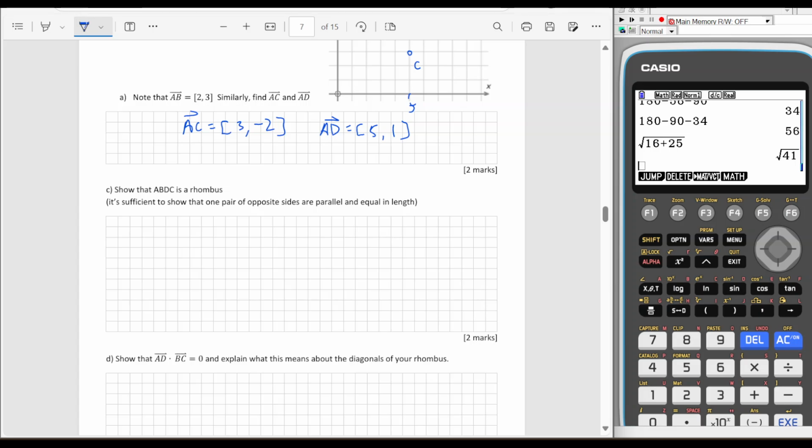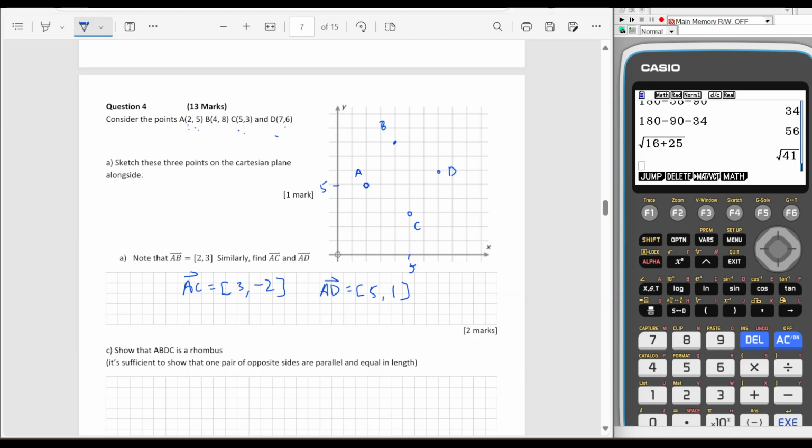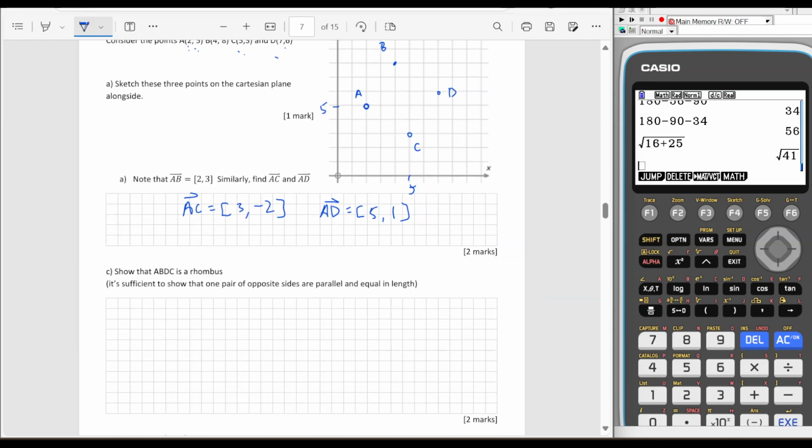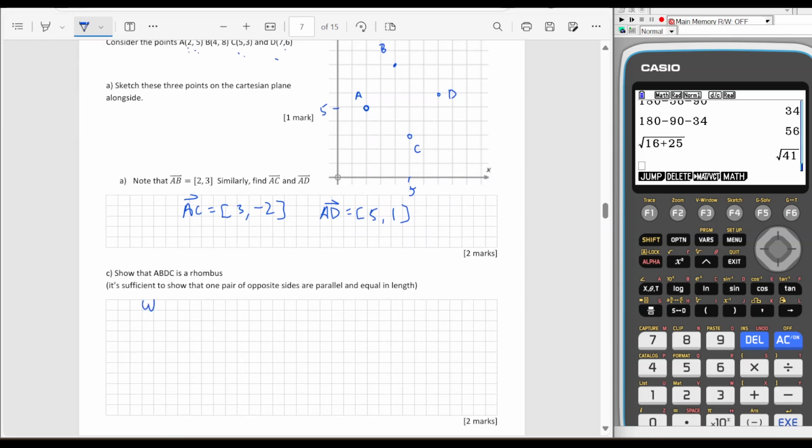Show the ABDC as a rhombus. So, I mean, it certainly looks like a rhombus, because if we join these up, it definitely looks like those are all the same length. And I've given you a little hint here. All you need to do is show that one pair of opposite sides. So maybe let's go, we want to show AB is parallel to CD and mod AB equals mod CD. So let's see if we can do this.